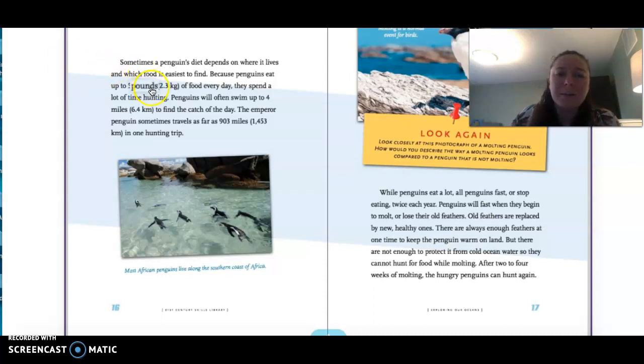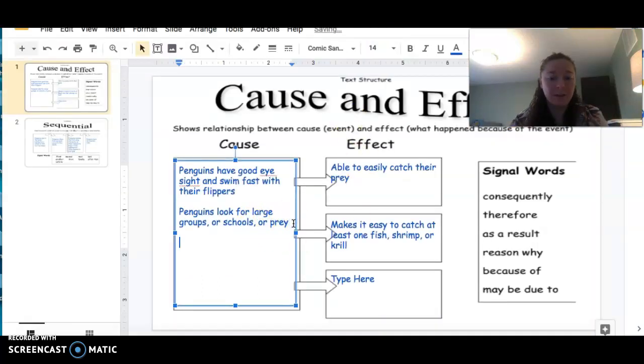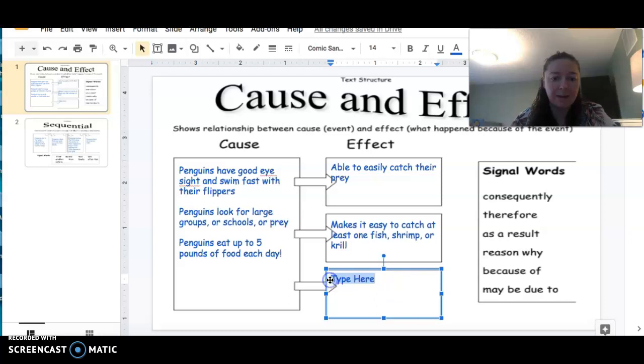So we learned that they eat up to 5 pounds a day, but I'm not sure what the cause is just yet. Or maybe because they need to eat at least 5 pounds, they swim for miles and miles each day. Let's try and add that to our chart. So penguins eat up to 5 pounds of food each day. And as the effect, they can swim for miles and miles each day hunting.